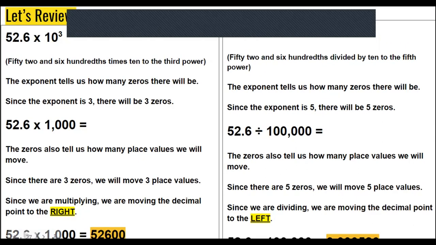Times 1,000. The zeros also tell us how many place values we will move. Since there are 3 zeros, we will move 3 place values.